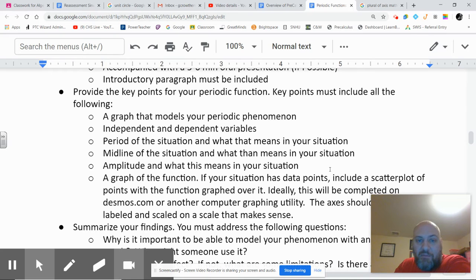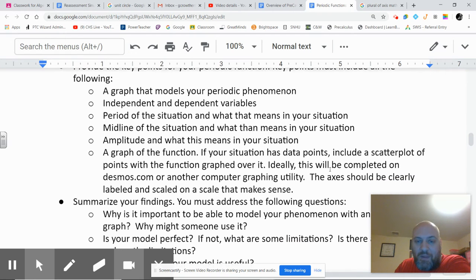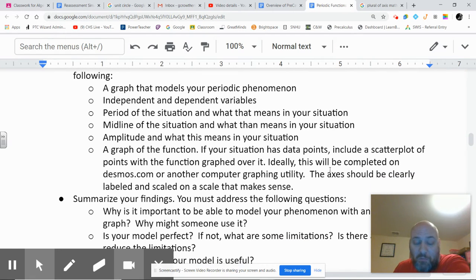You should have a graph of the function. If you've collected data points, it should be a scatter plot with the function graphed over it. Ideally, this will be completed on Desmos or some other graphing utility, and you need to make sure your axes are labeled and are on a scale that makes sense. So if your period is 12 and your scale is 0 to 2 pi, that's not going to make sense. So make sure that your scale makes sense.